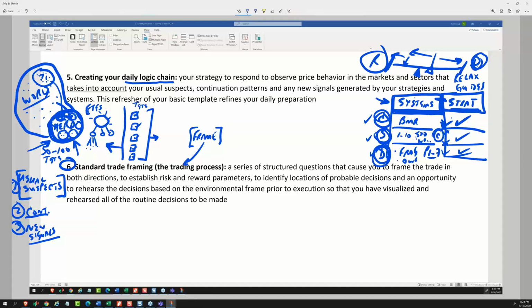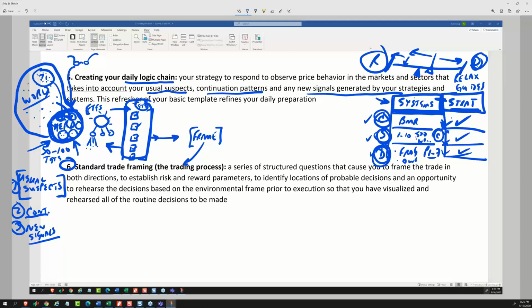So when we talk about managing the herd, what we're really doing is we're getting a lens and looking at the behavior and the condition of those targets, potential targets that we have in the herd. And we use those filters to cut out a certain number of them to become our targets. So we have the usual suspects, continuation patterns, and any new signals that are generated by our strategies and systems. So now I have this collection of targets that I need to frame.